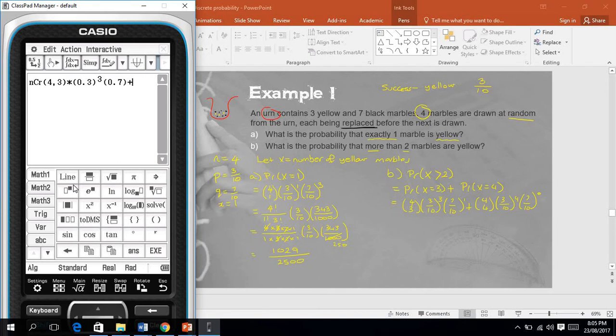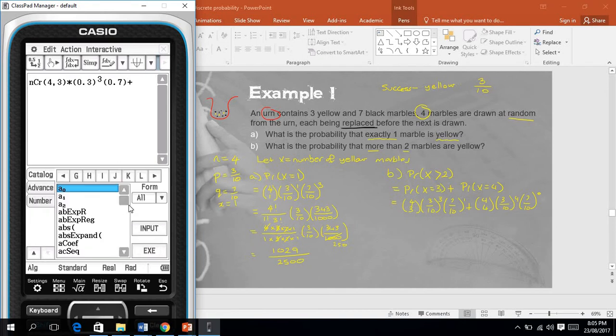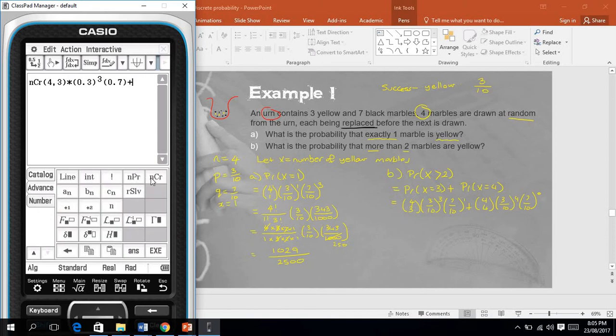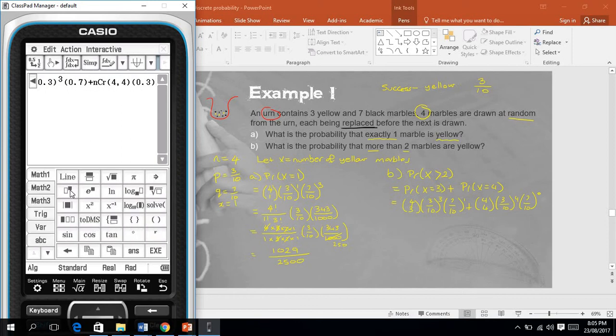Plus, we also have, we've got to go back to our nCr, choosing our number of selections just here. We've got 4 choose 4, which hopefully you know there is only one way to successfully choose 4 objects from 4 items. 3 over 10 is the same as 0.3 to the power of 4, and then 0.7 to the power of 0, well, we know anything to the power of 0 is 1. Put it in our calculator and we get our answer of 837 over 1,000.